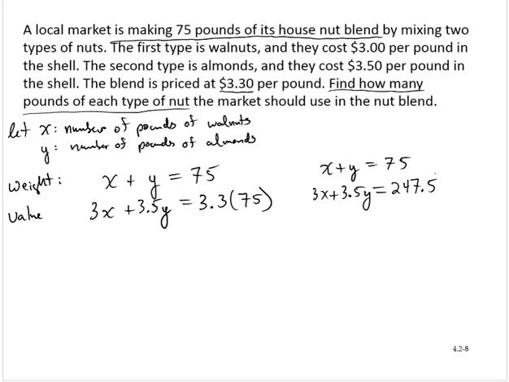So I'm going to solve this system using substitution. And so I will isolate the y variable in the first equation. To get there, I will subtract x from both sides, yielding y is equal to negative x plus 75. And I will use that negative x plus 75 to replace the y in the other equation.